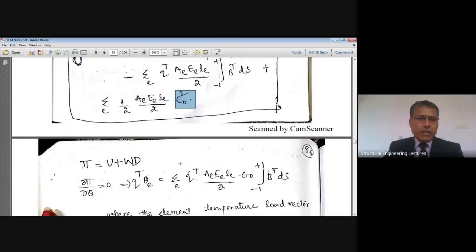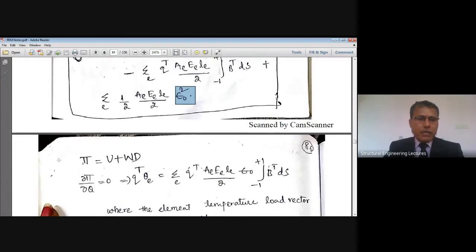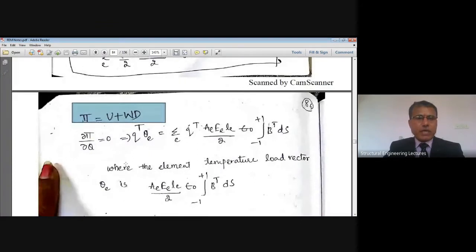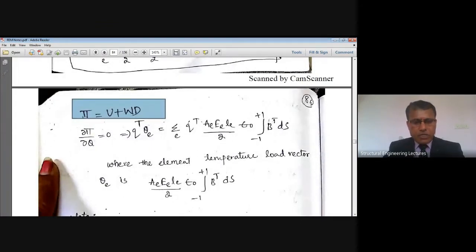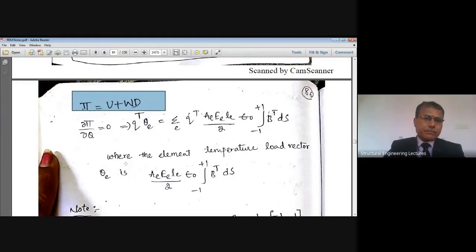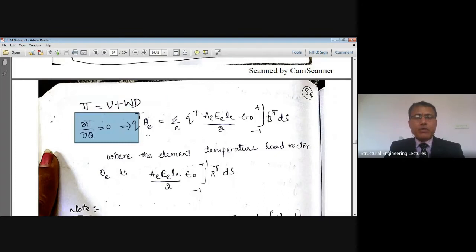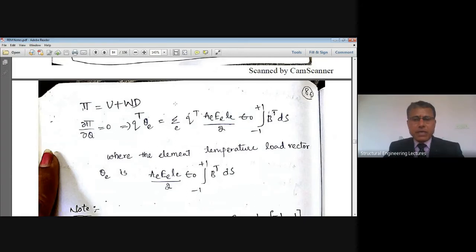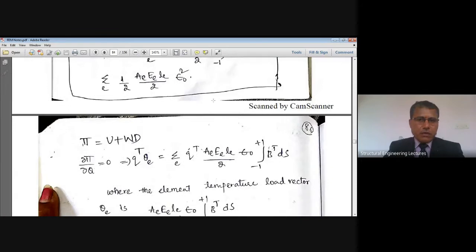Therefore, they are now representing the... now substituting them here. Now I'll get the total potential energy, which is strain energy plus work potential, but we are using the law of minimum potential energy. As per that, dou pi by dou q is equal to 0. Hence, q transpose multiplied by theta e. We can prove by taking the work done terms.